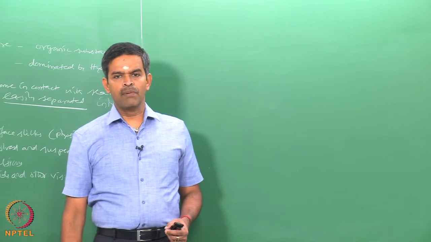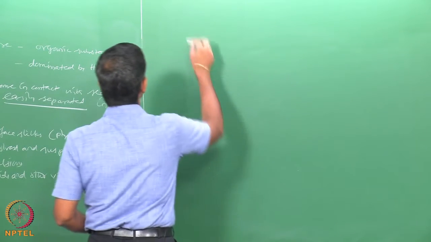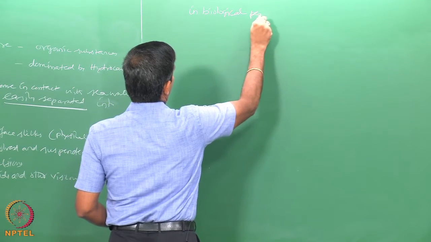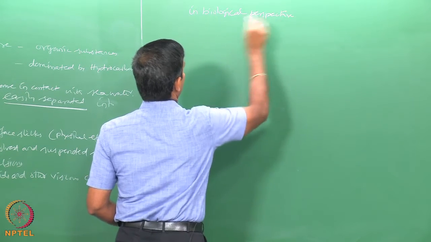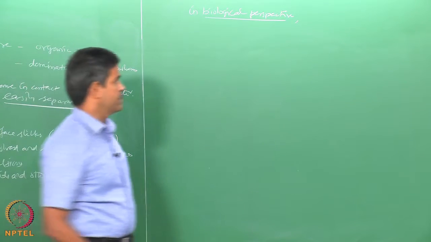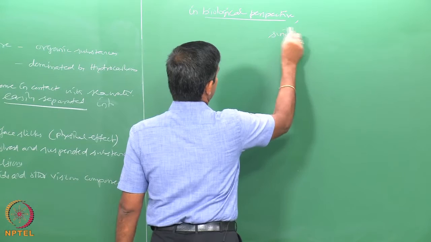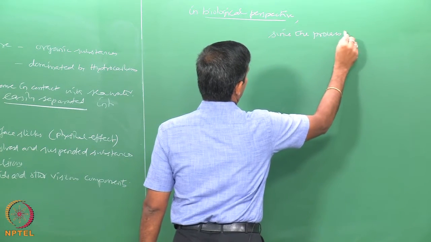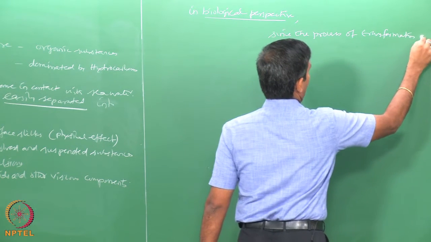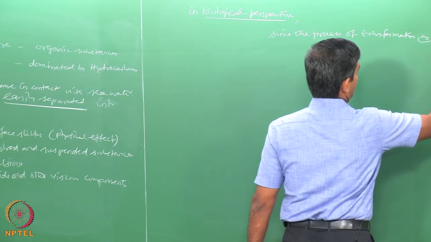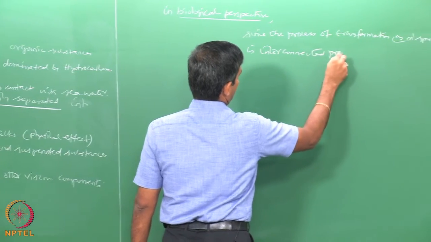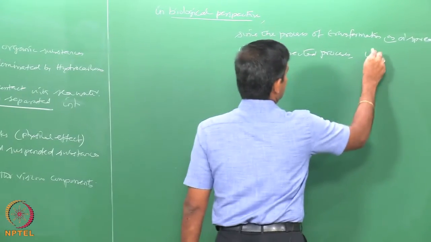Migration of oil in biological perspective is complex again. Migration of oil is complex because of an interconnected process. Since the process is interconnected, process of what? The transformation or oil spread is an interconnected process, it is complex.